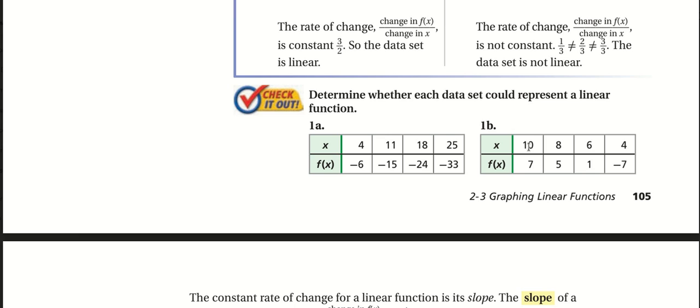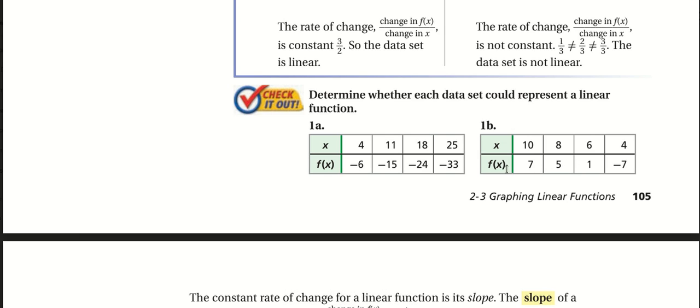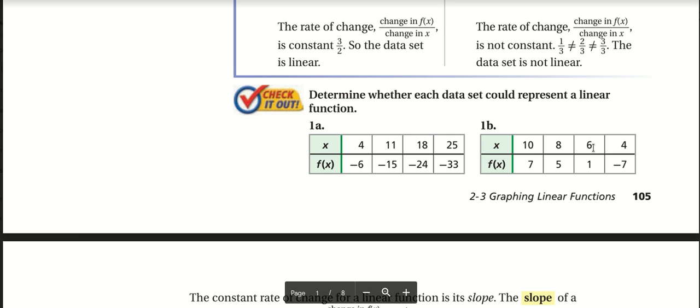8 minus 10 is negative 2. 6 minus 8 is negative 2. 4 minus 6 is negative 2. Okay, that's fine. 5 minus 7 is negative 2. 1 minus 5 is negative 4. We have a different number. So that means that this is not a linear data. This is not a linear function.